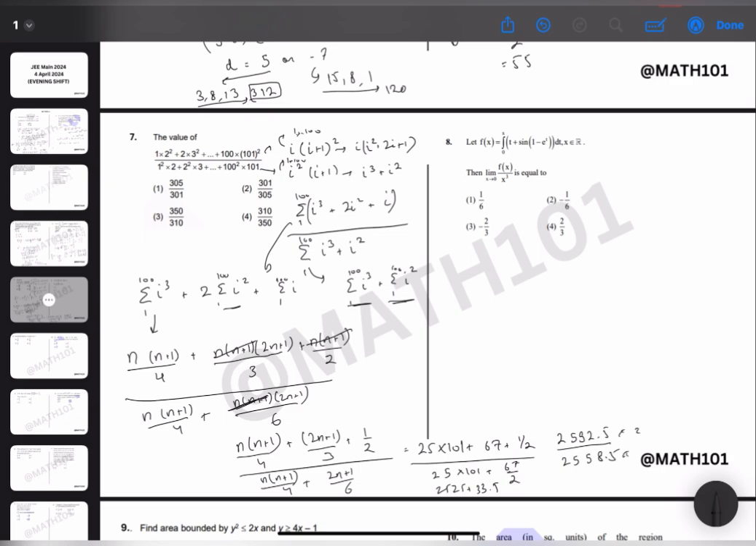Multiplying by 2 on numerator and denominator, we get 5185 upon 5117, which is equal to 305 upon 301. So answer is 1. Moving on.